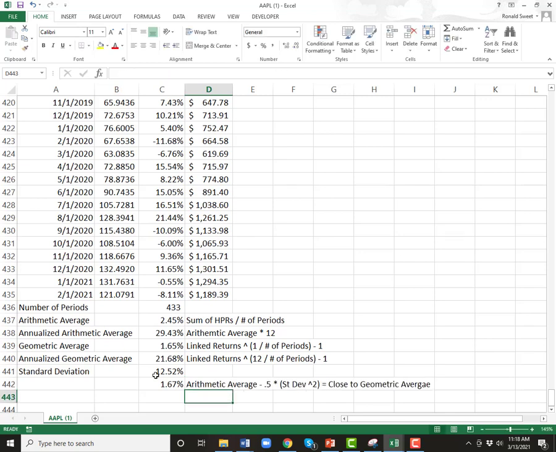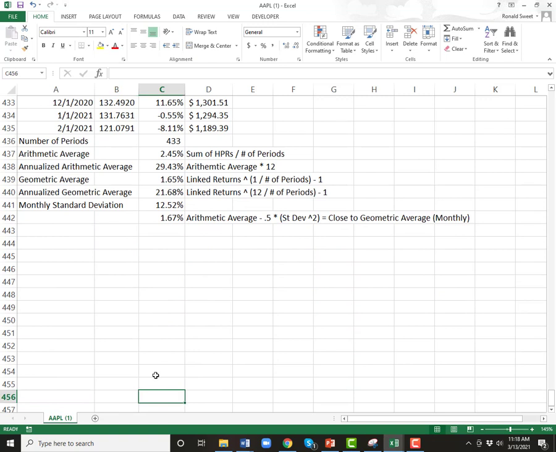Now we're talking about the monthly ones. We're not talking about the annualized numbers. The annualized numbers, this won't work at all because we're using a monthly. This is a monthly standard deviation. But using monthly averages and the monthly standard deviation squared, they should get close to each other.